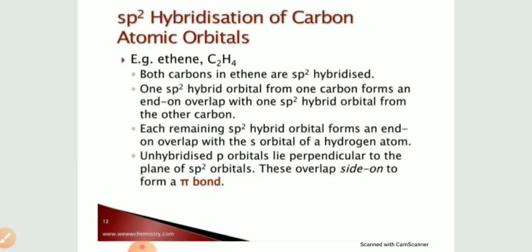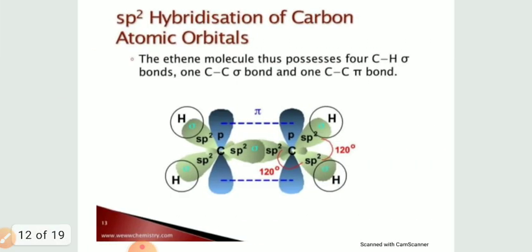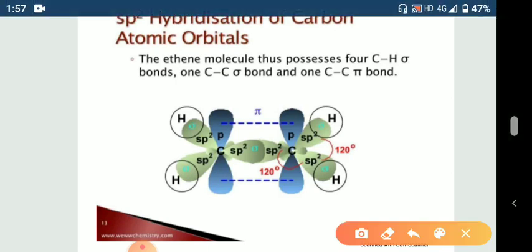Now sp2 hybridization of carbon atomic orbitals. We take the example of ethylene, C2H4. In ethylene, it possesses four carbon-hydrogen sigma bonds, one carbon-carbon sigma bond, and one carbon-carbon pi bond. So from here we can also predict its structure.